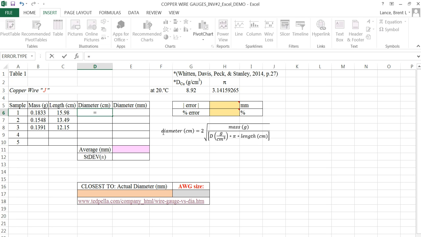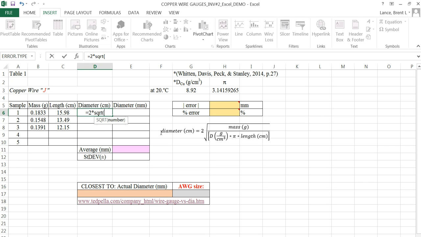And then you can say 2 times, and then you're going to have to use some parentheses, because you have to multiply by the square root of all this stuff. So you type out SQRT, that's square root, and then you have to put parentheses.